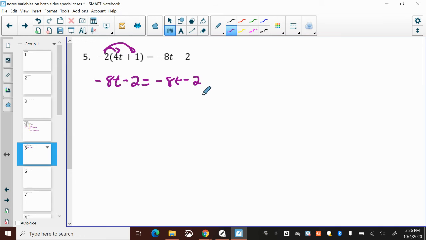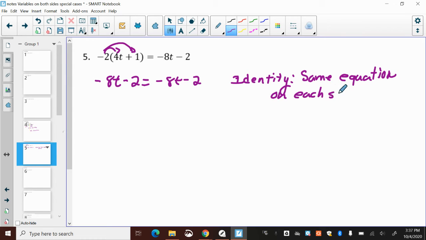This is known as an identity. It is the exact same equation, which just means same equation on each side of the equal sign.